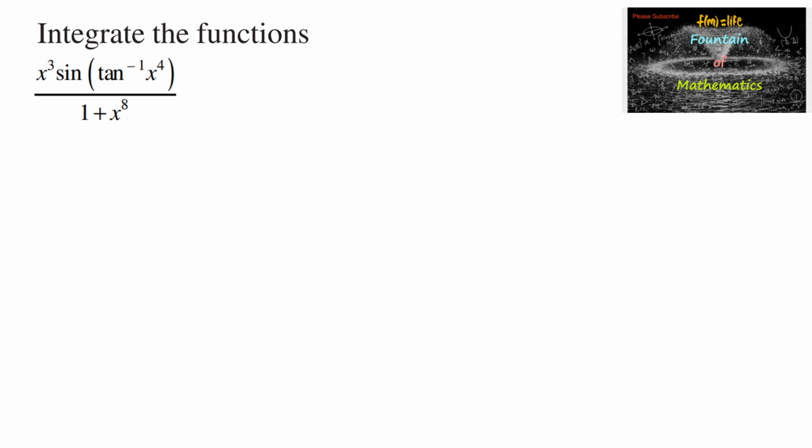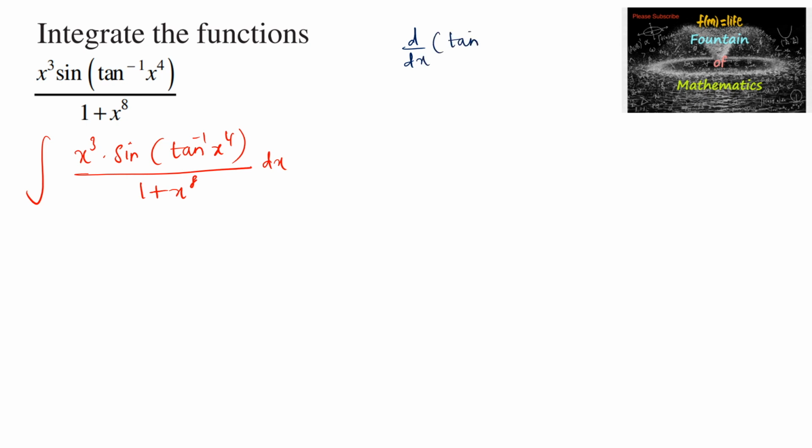Integrate the function: integral x³ sin(tan⁻¹ x⁴) / (1 + x⁸) dx, and we know that differentiation d/dx of tan⁻¹ x is equal to 1/(1 + x²). So here let us substitute. Put tan⁻¹ x⁴ equal to t.